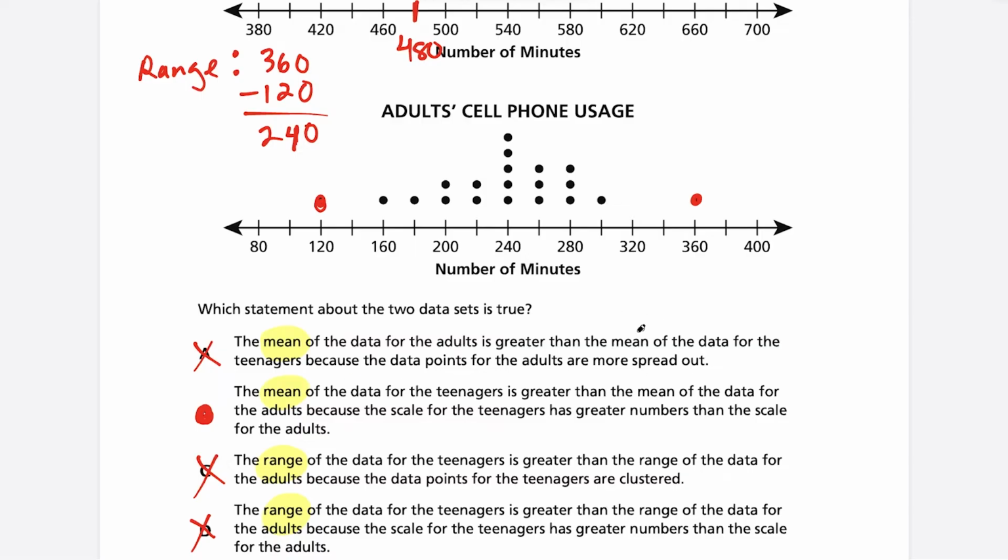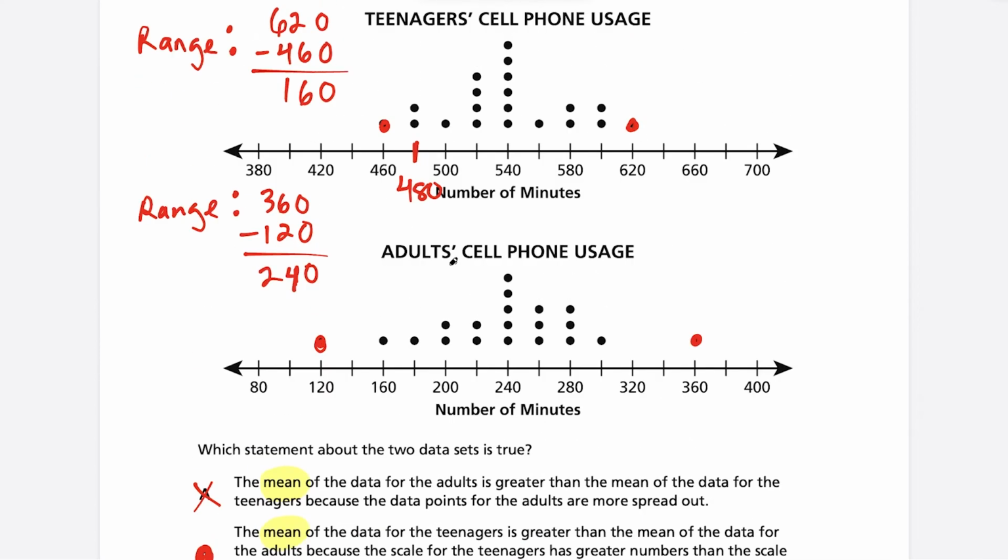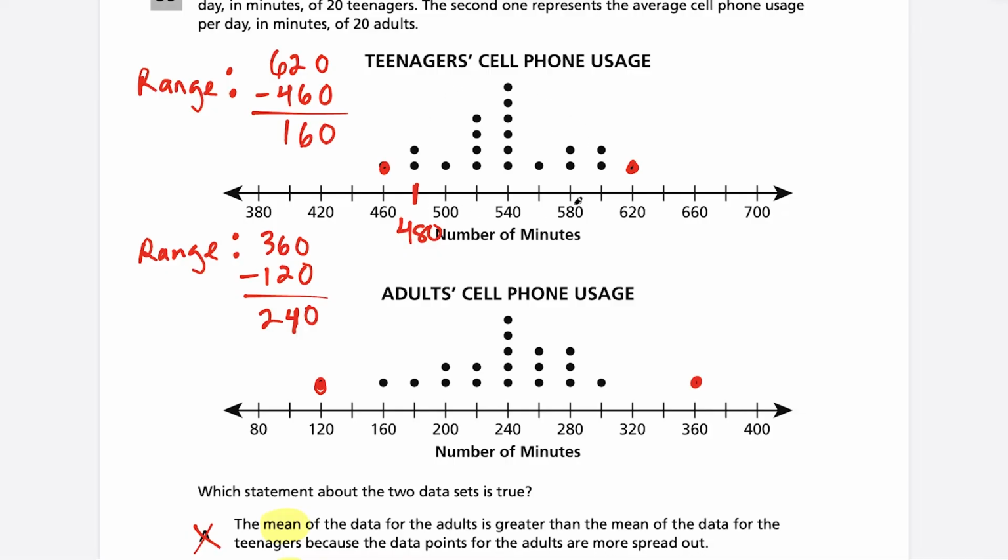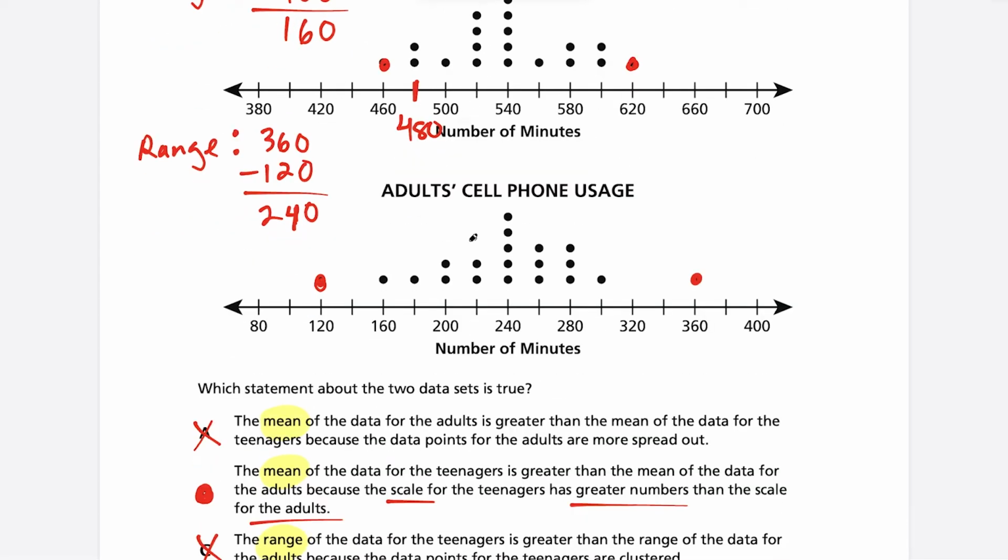But let's see the reason for choice A to see why this is definitely no good. And the because is the data points for the adults are more spread out. That wouldn't have to do with having a greater average. What determines the average is that the scale for the teenagers has greater numbers than the scale for the adults. Okay, we're just talking about generally the teenagers are spending more minutes on their cell phone. So when we take the average involving greater numbers, we're going to have a greater average. So that's why here choice B is our answer.